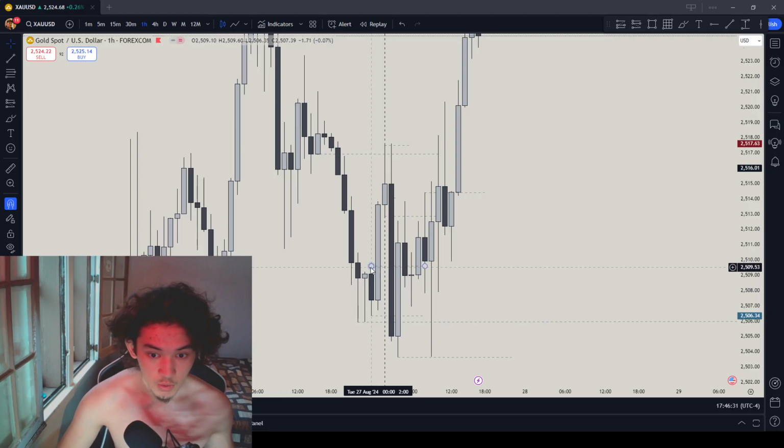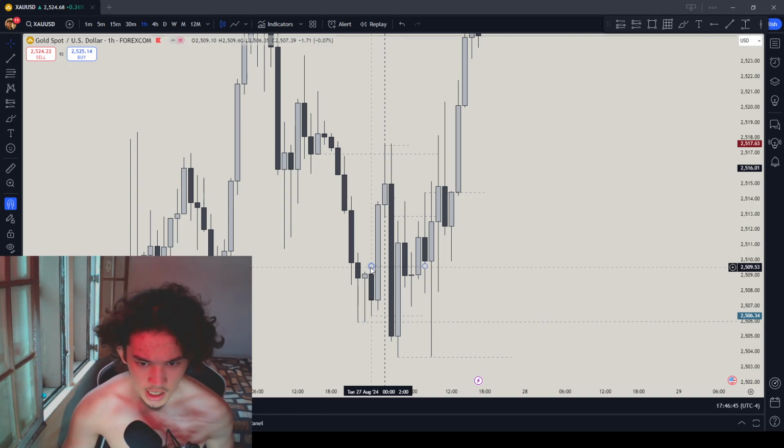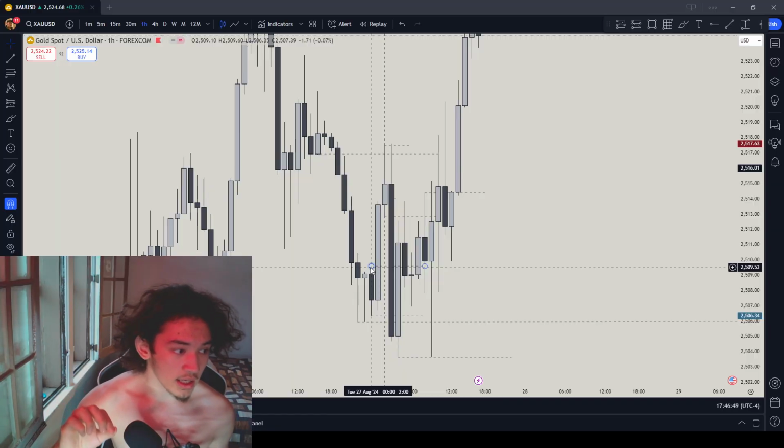This one went against the 4-hour liquidity, right? And this one right here, although it went against the 4-hour liquidity, you can say, well, this one is during the kill zone. How did it not get respected? Very simple. Drawn liquidity is what truly is in power.